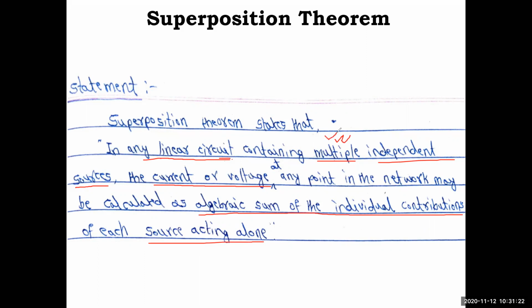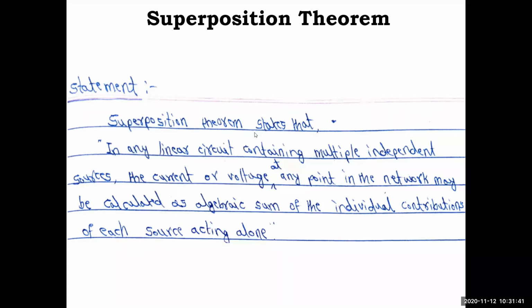I told you multiple sources are there. So if you consider each source acting at a time, then we can find its response, and we take the algebraic sum. That way we can calculate. This is just to elaborate the statement, which is in a compressed manner.